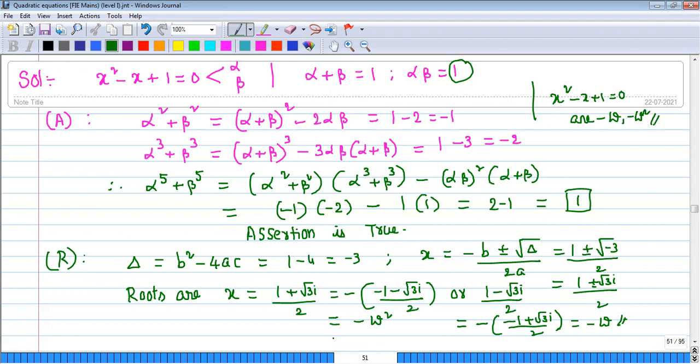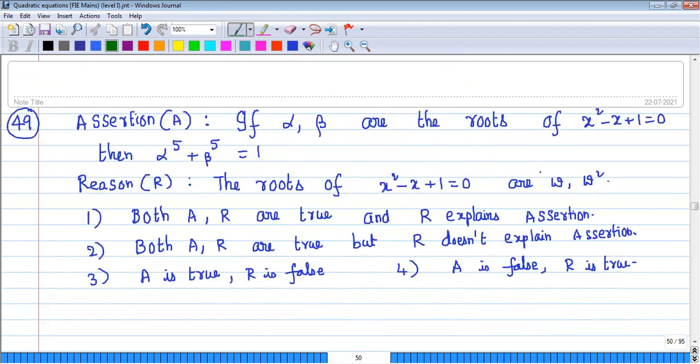But what is given according to the problem? According to the problem, omega and omega square are given. So it is a false statement. The assertion is true and the reason is false. Which is the correct answer? A is true, R is false. The third option is the right option.